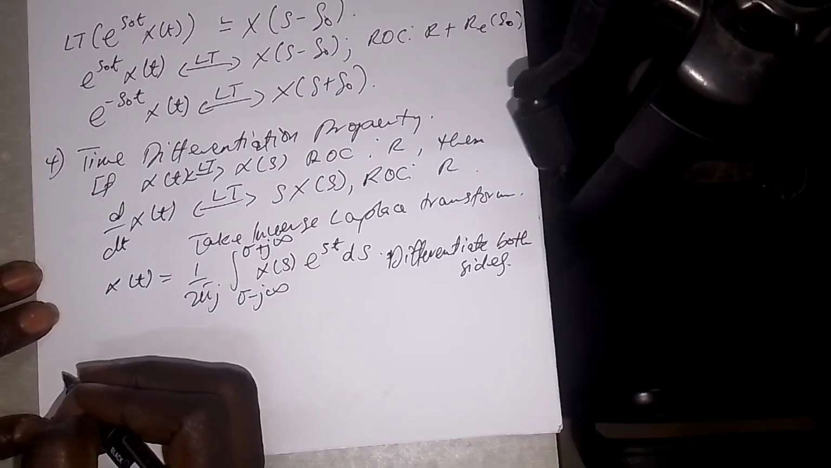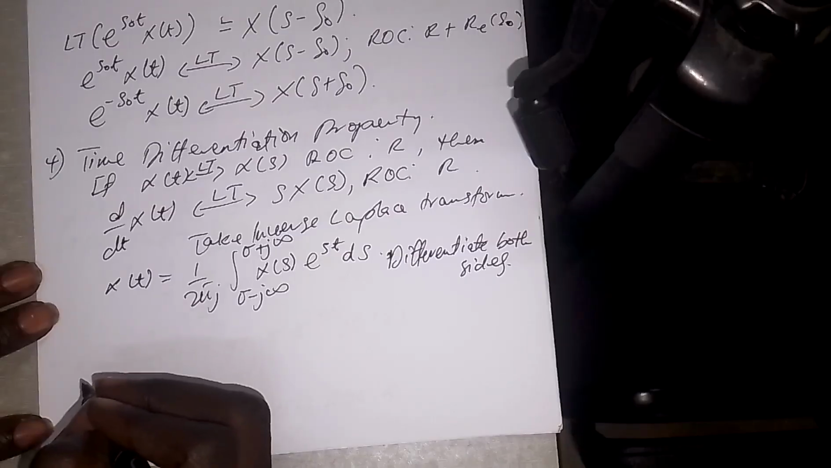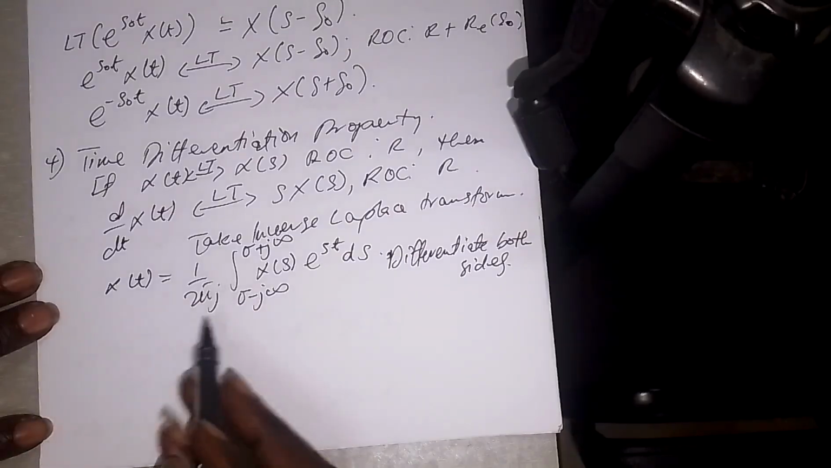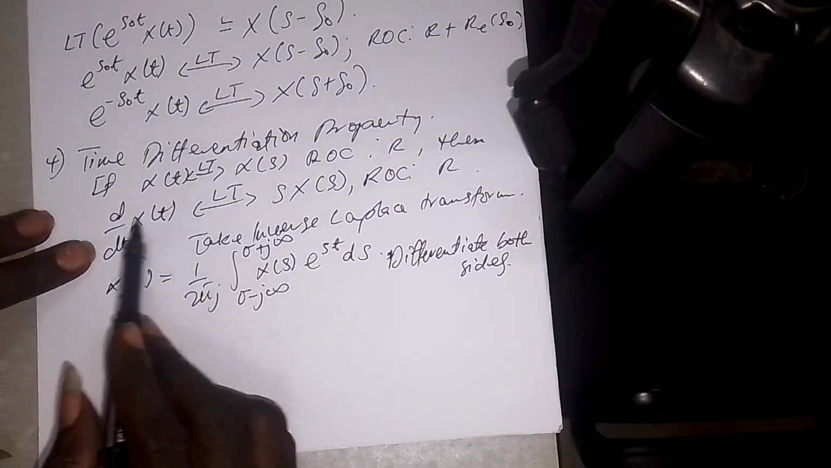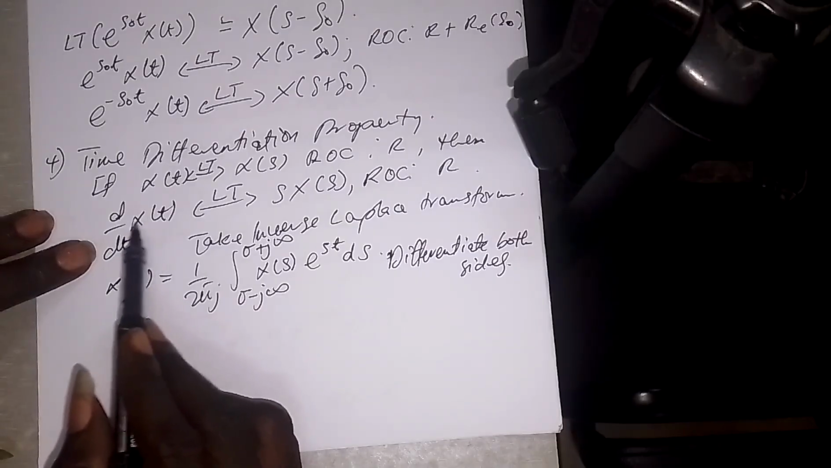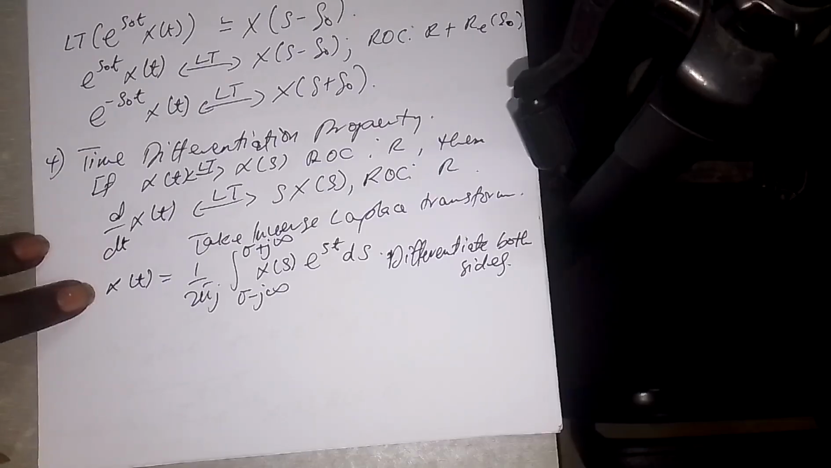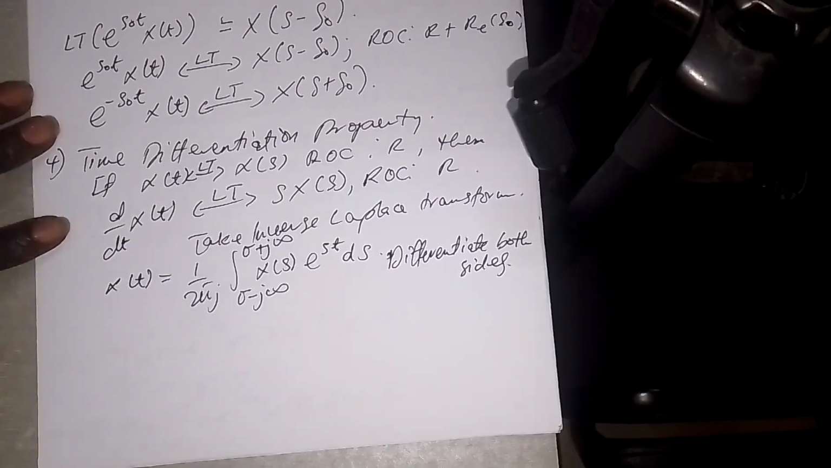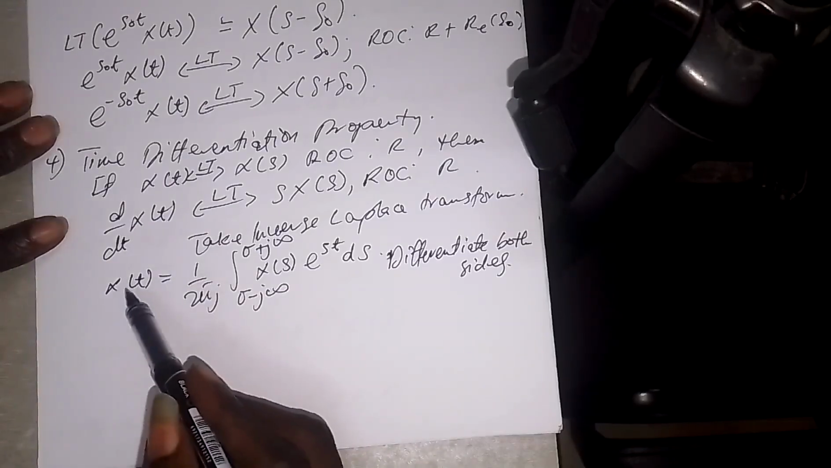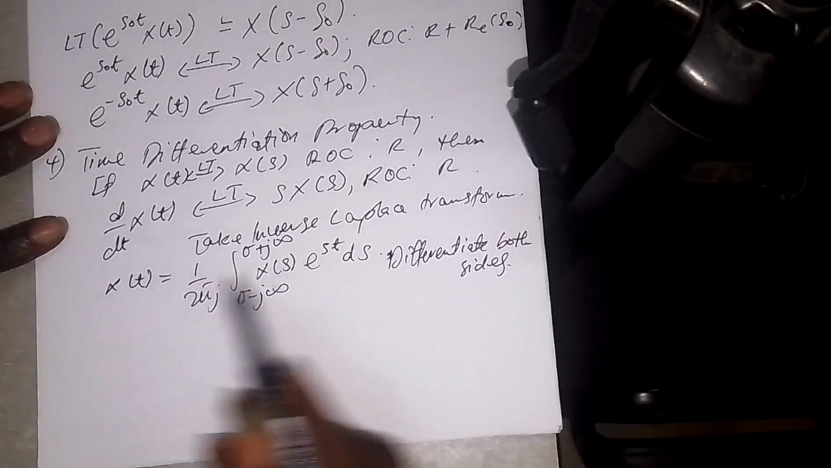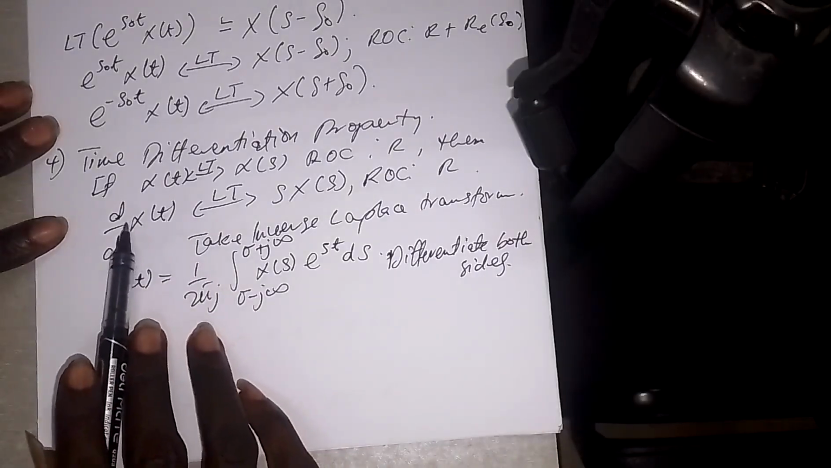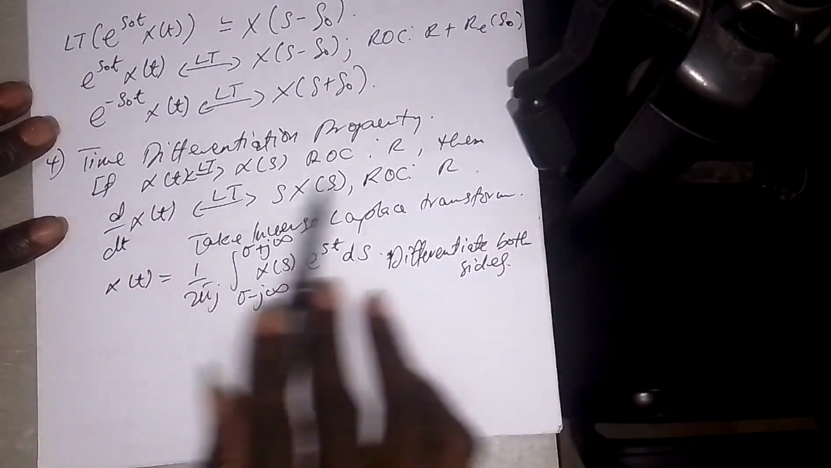Okay, so if I differentiate both sides, what I will have is that if I differentiate this part, I'll get x of t. So differentiating both sides, this is what I'm expected to get.